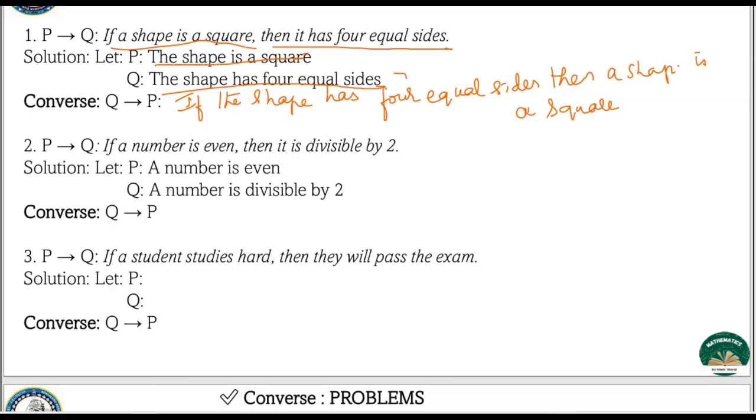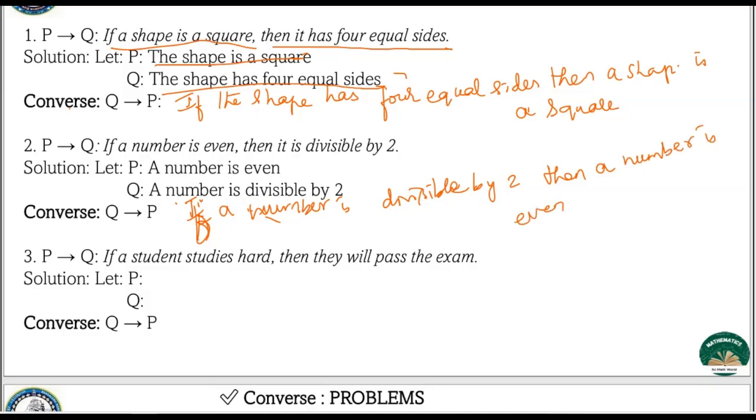If a number is even, then it is divisible by 2. P, a number is even, and Q, the number is divisible by 2. How do we write the converse? Reverse it. First write Q and then write P. If a number is divisible by 2, then a number is even.